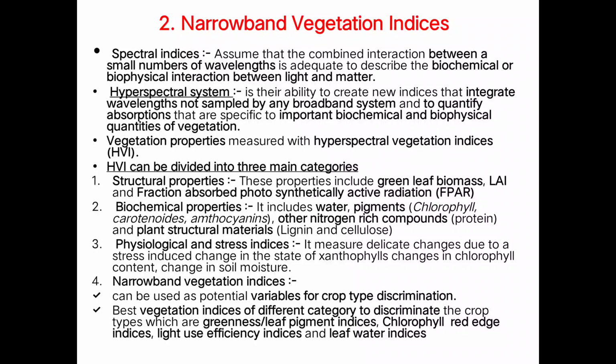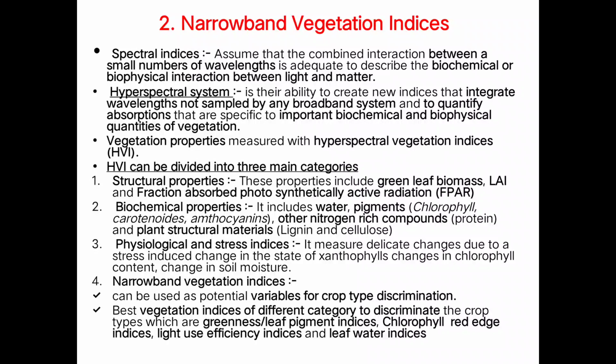Then the second one is the biochemical properties. These include water, pigment, carotenoid, anthocyanins, and other nitrogen rich compounds like protein, and plant structural material like lignin and cellulose. Then the third one is the biophysical and stress indices. It measures the delicate changes due to stress induced change in the state of xanthophyll, changes in the chlorophyll content, and change in the soil moisture.